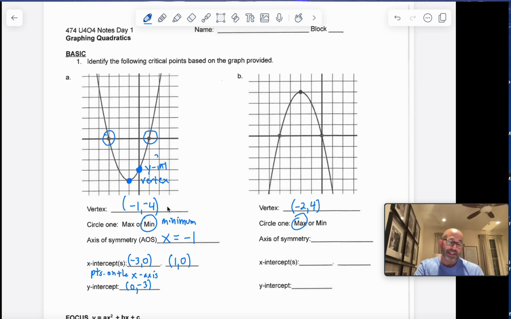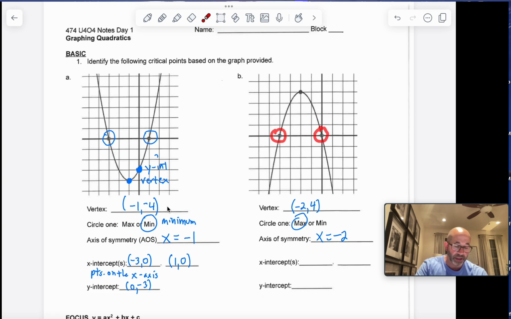The line that's going to go through the middle of this is right here, and it's going to have the same x value as my vertex, so it's going to be -2. So x equals -2. X equals -2. The x-intercept is the coordinate that is running through the x-axis.